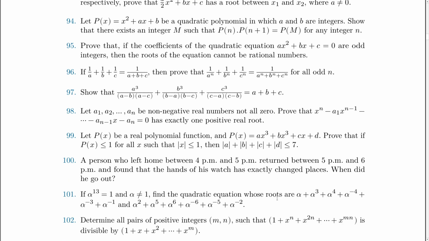Now we go to question number 2. Determine all pairs of positive integers m and n such that 1 plus x to the power n plus x to the power 2n up to x to the power mn is divisible by 1 plus x square and so on up to x to the power n.